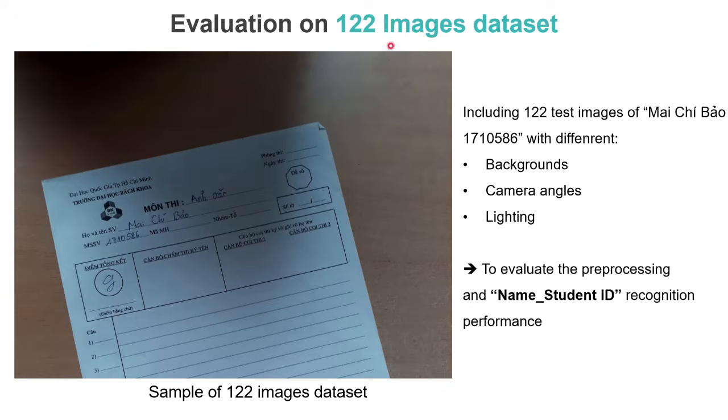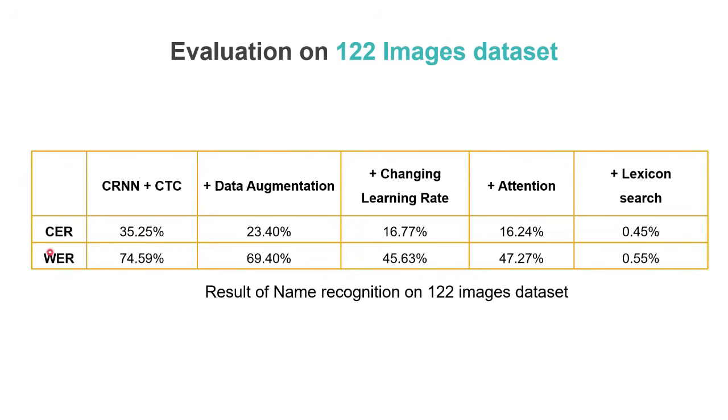Evaluation on the 122 images dataset. It includes 122 text images of just one piece of information each, that is my name, my student ID, and one score right here, with 122 different backgrounds, camera angles, and lighting, to evaluate name and student IDs with the changes in the image pre-processing stages and the changes in the model. So here I use the character error rate and the word error rate, and lexicon search on the class list of 245 students.